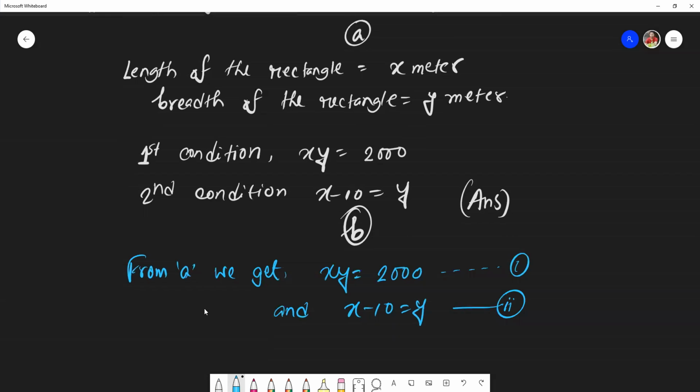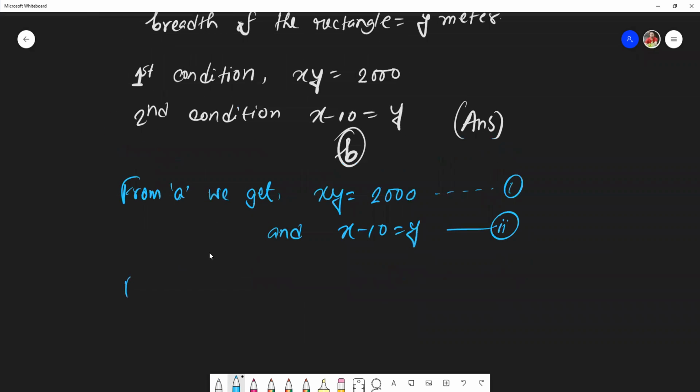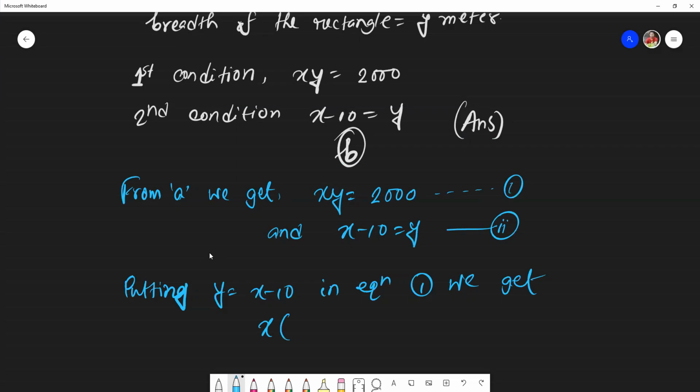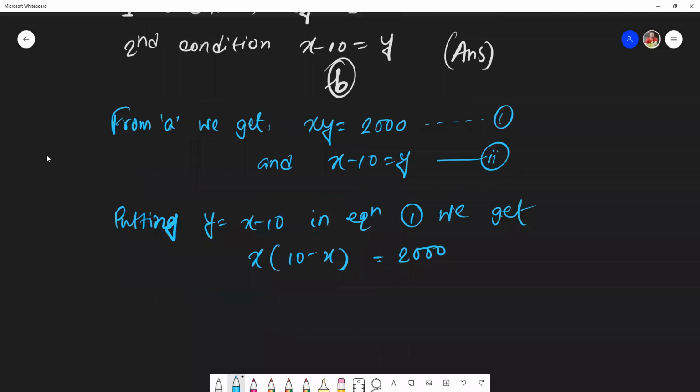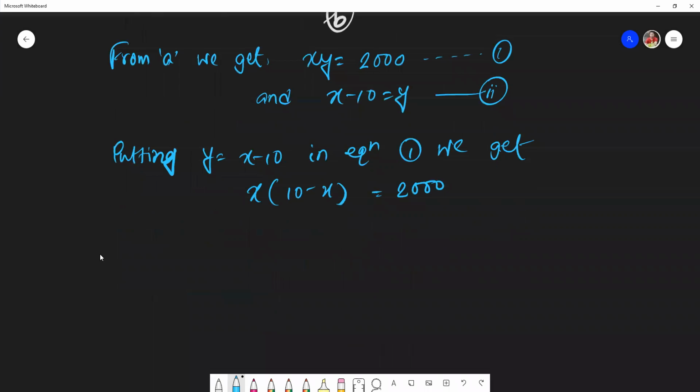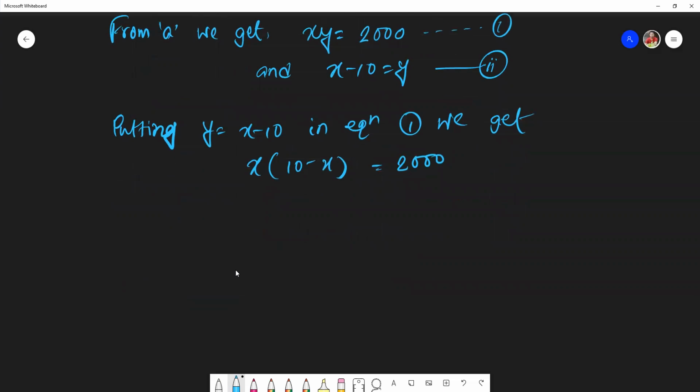Now putting y equals x minus 10 in equation 1, we get x times (x minus 10) equals 2000. Now doing the multiplication here, then you will get 10x minus x square minus 2000.